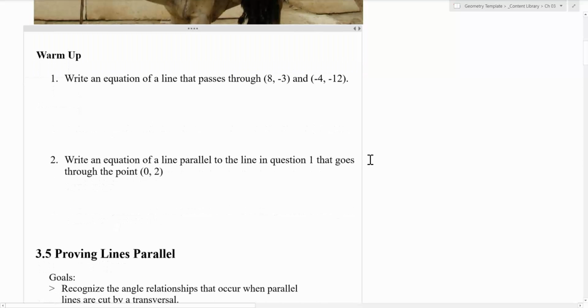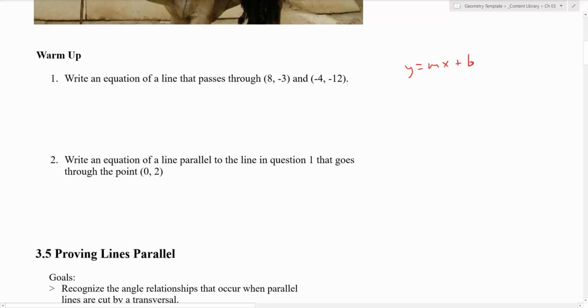All right, let's start with a warm-up. Write an equation of a line that passes through the points (8, -3) and (-4, -12). My favorite equation form for linear equations is y = mx + b. M is the slope, b is the y-intercept.